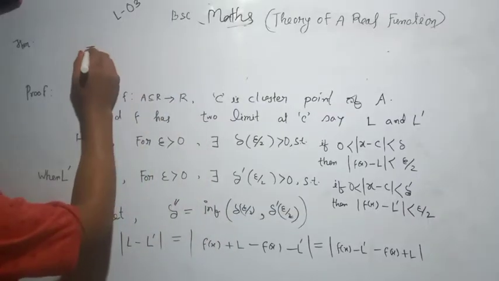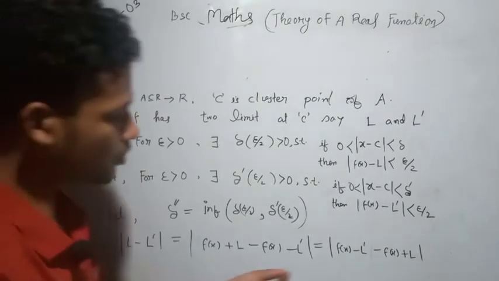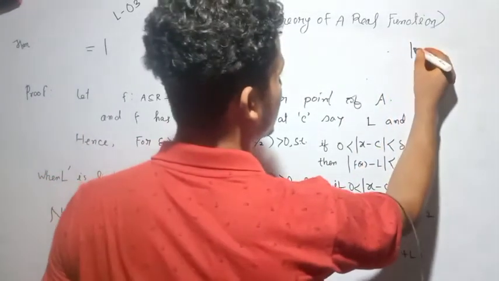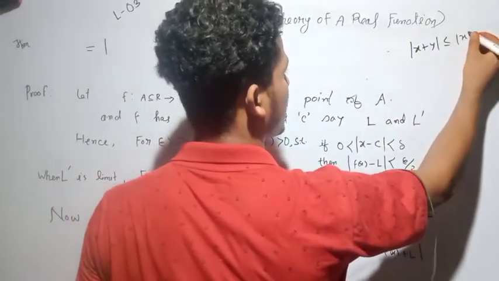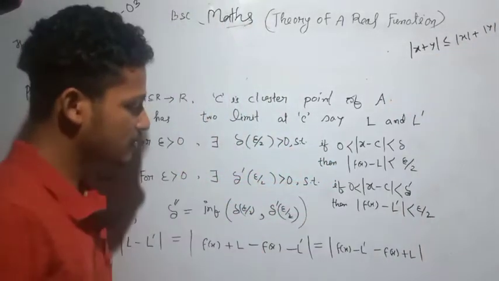So this is equal to modulus of x plus y, and modulus of x plus y is less than or equal to modulus of x plus modulus of y. From this property we will proceed.